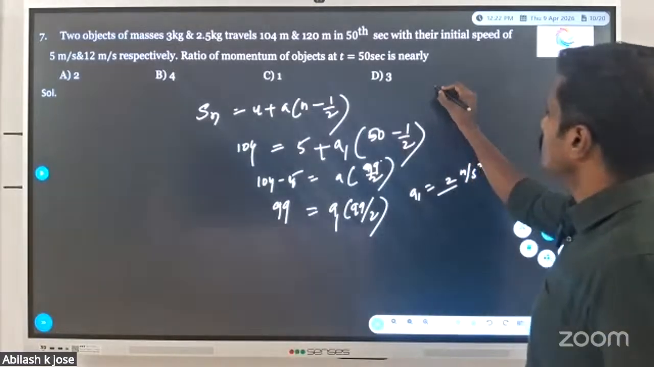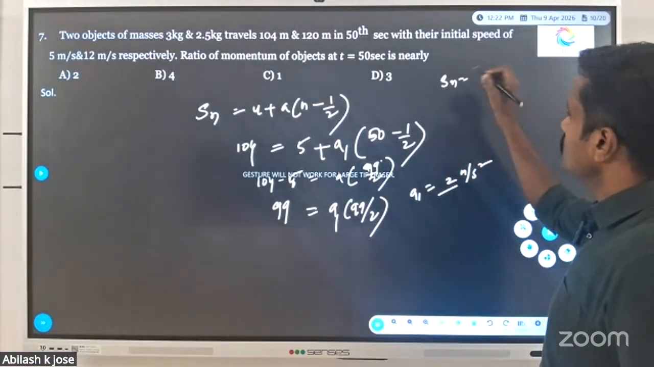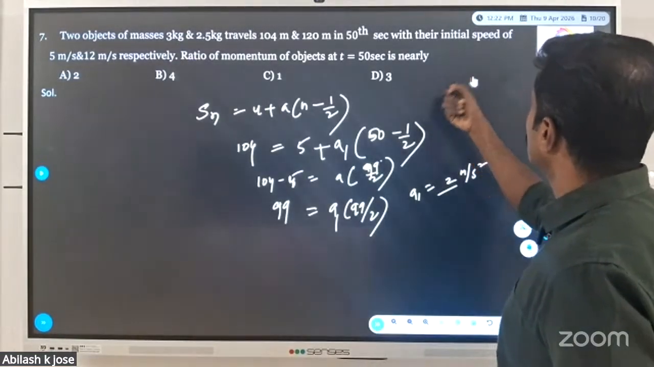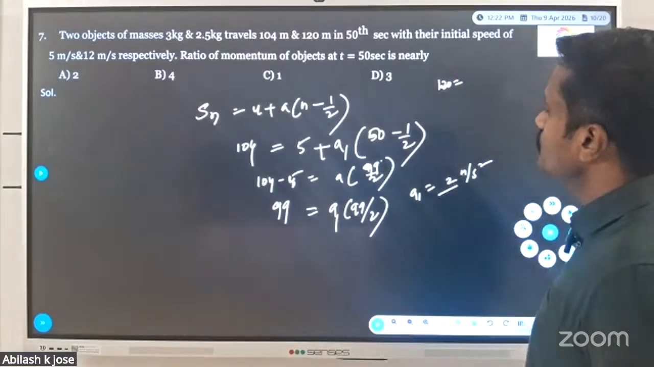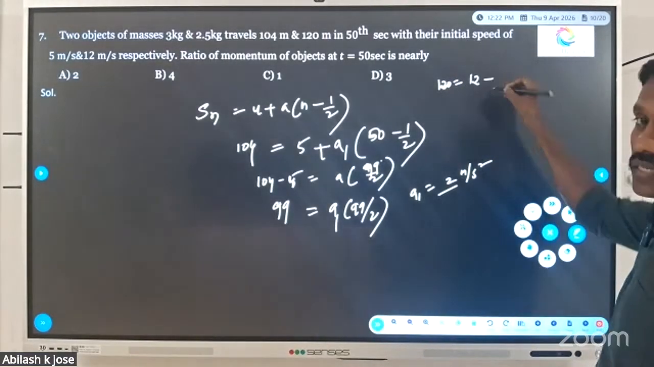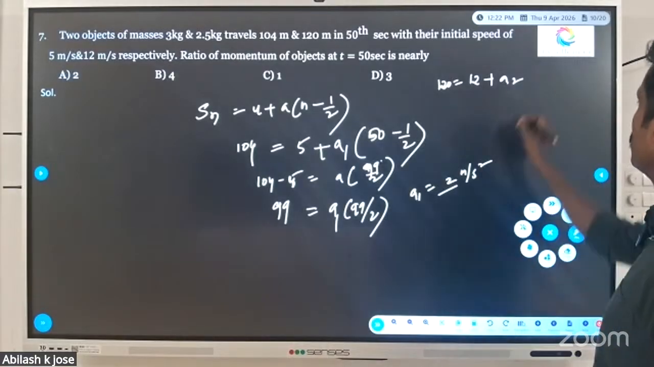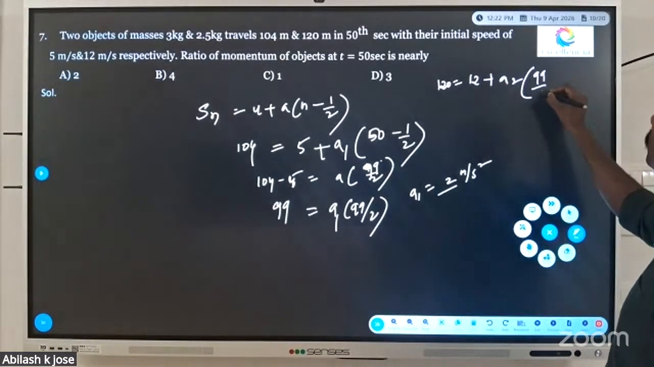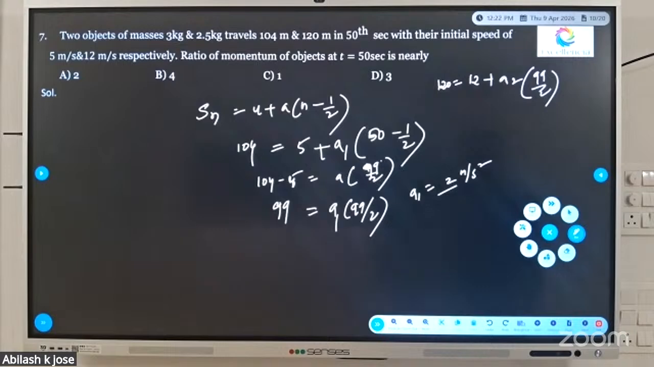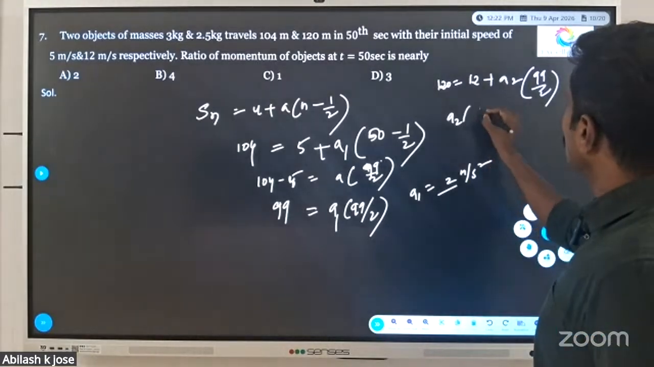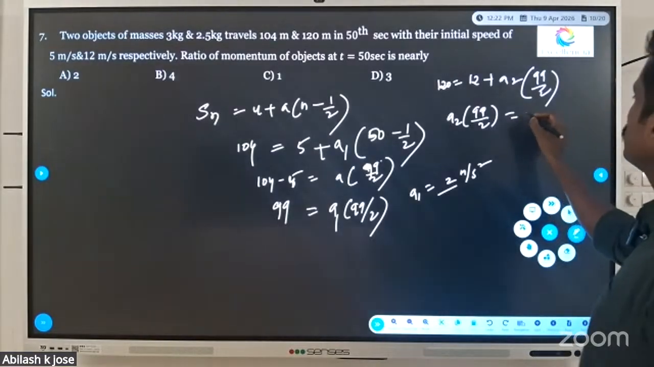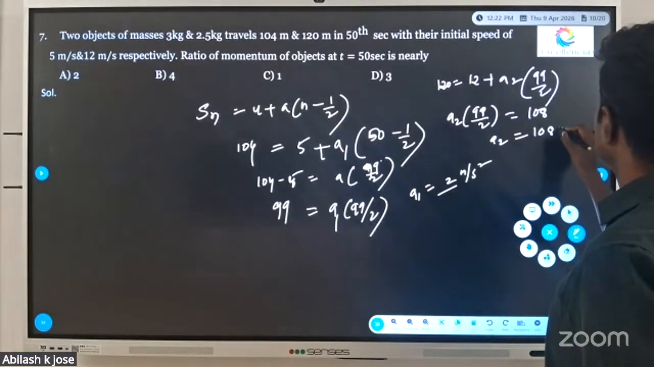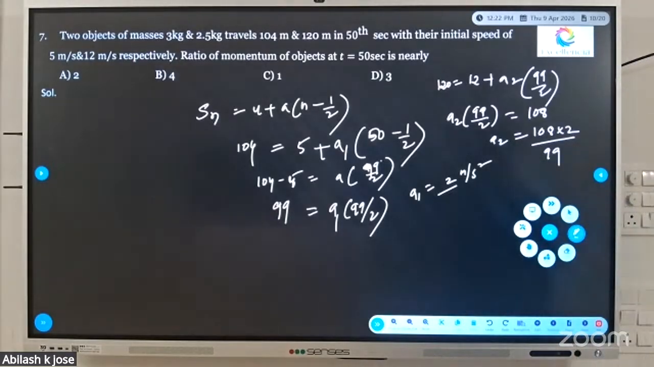Again, we use the same formula. It is given as 120 meters. So 120 meters is equal to u, which is given as 20, plus a2 into n minus 1/2, again 99/2 because it is in the same 50th second. So we get a2 into 99/2 is equal to 108. A2 is equal to 108 into 2 divided by 99.